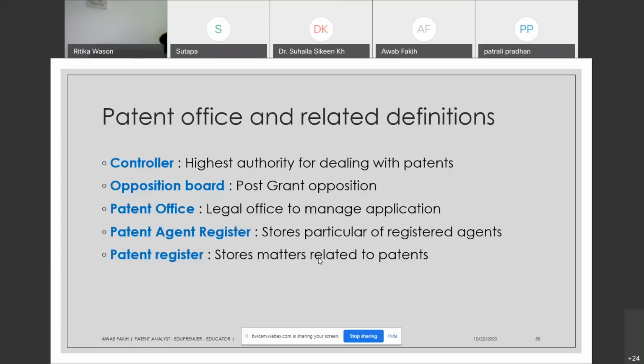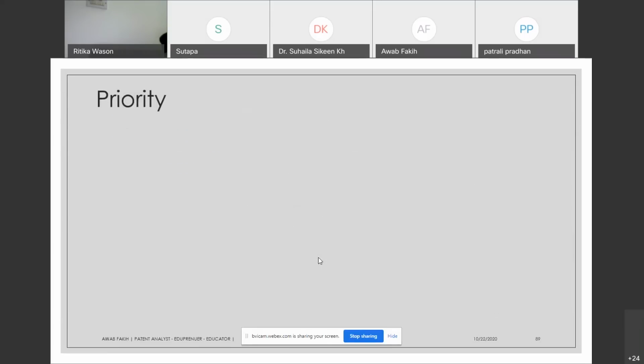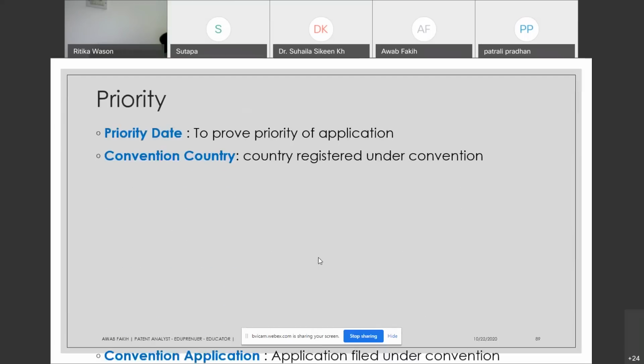That's a small thing about the Indian Patent Office and a few other important terms. Next is all about priority. Let's understand this part.